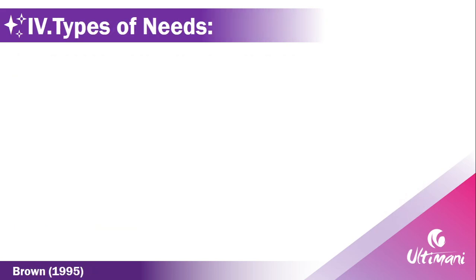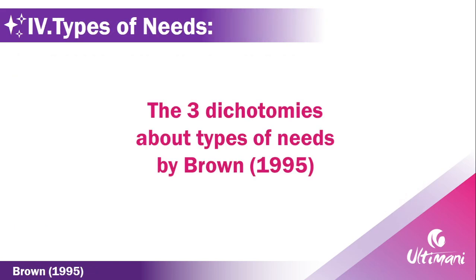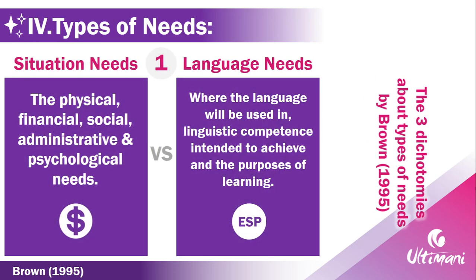Now to the types of needs. There are 3 dichotomies about types of needs, according to Brown 1995, and they include 6 types of needs. The first dichotomy is the situation versus language needs. The situation needs are the physical, financial, social, administrative, and psychological needs, while the language needs are where the language will be used, the linguistic competence intended to achieve, and the purposes of learning. Think of it as the ESP.